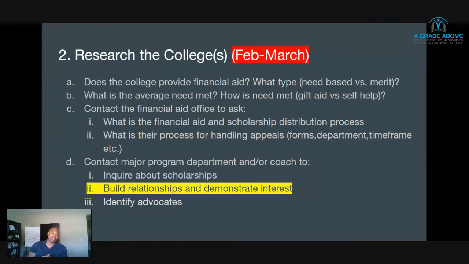And then the third thing, as far as reaching out to the departments or the coaches, is it helps you identify advocates. I kind of just talked about that, but it's really important to have those people in your corner and to build those relationships. Collectively, those two things help your students showcase that they're demonstrating interest in a specific university or program. I know I said that and I beat this slide up, but this is really important to understand because it matters when it comes to asking for more money.